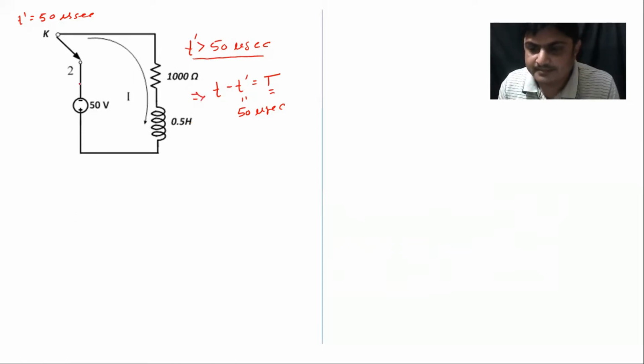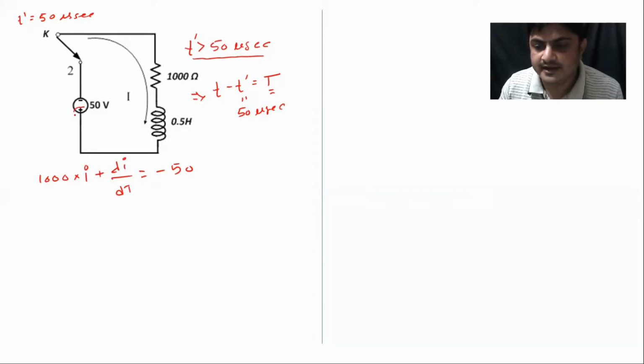So now let us apply KVL in this particular loop. We will start again. This is your 1000 ohm multiplied with some current I, plus the voltage across the inductor, L di by dt, and plus 50. If you take it on the right hand side, this will become minus 50. So be careful, this is having a plus sign at this terminal. So this is minus 50, and L di by dt must be 0.5 di by dt.